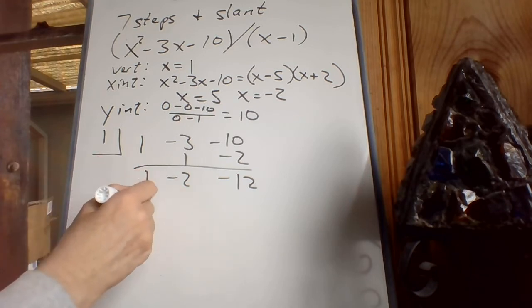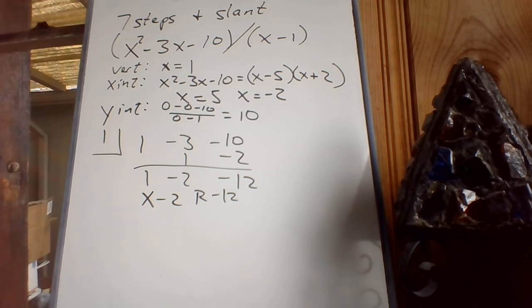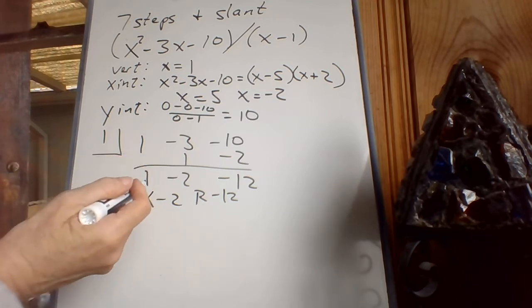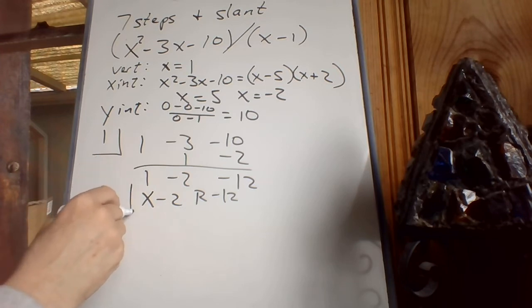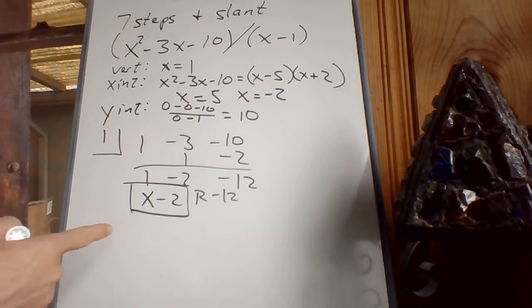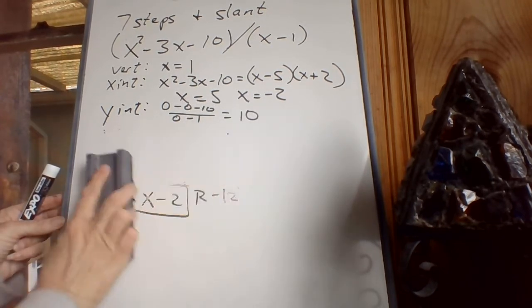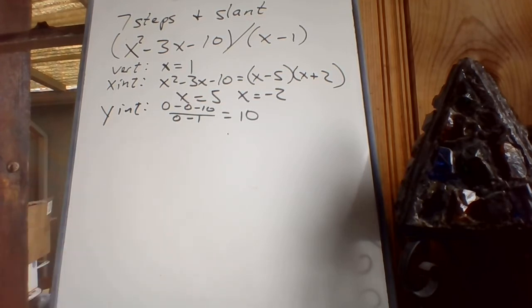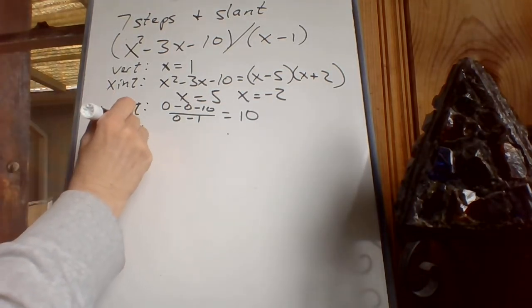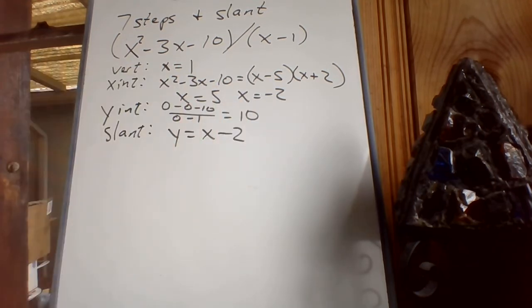All right, and this would be x minus 2 remainder negative 12. And the reason for doing that is it's a slant. It is a line, y equals mx plus b, and it's going off at some sort of slant. It's not vertical or horizontal. And the slant is y equals x minus 2. So that was the point of doing the synthetic division, just to be able to write down y equals x minus 2.